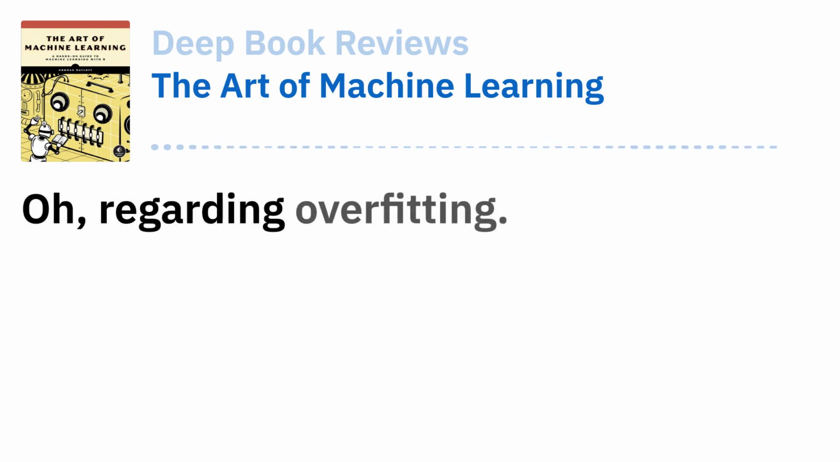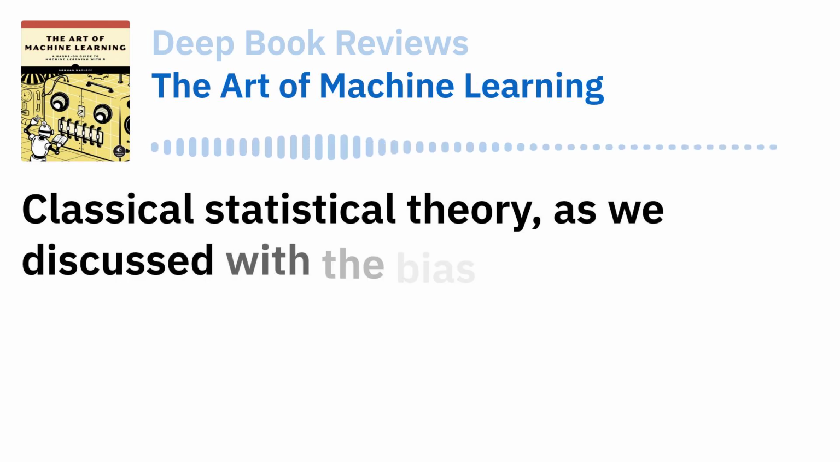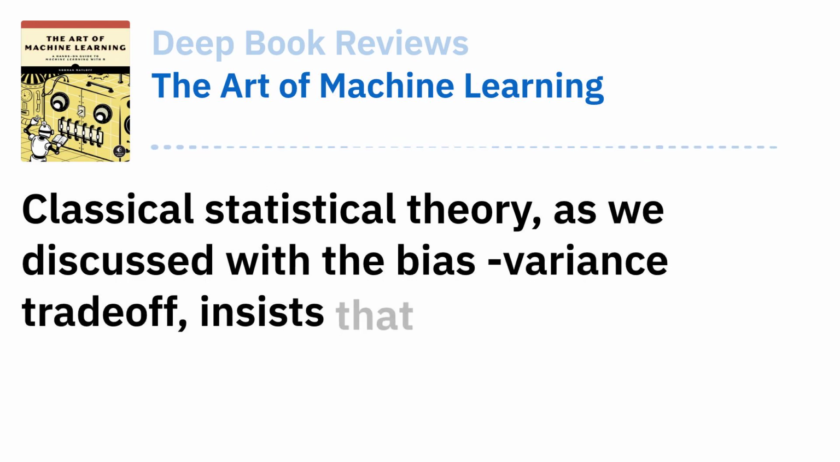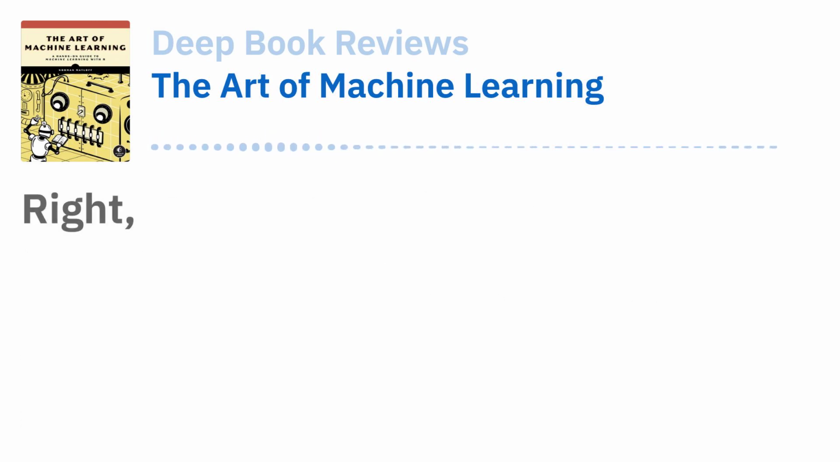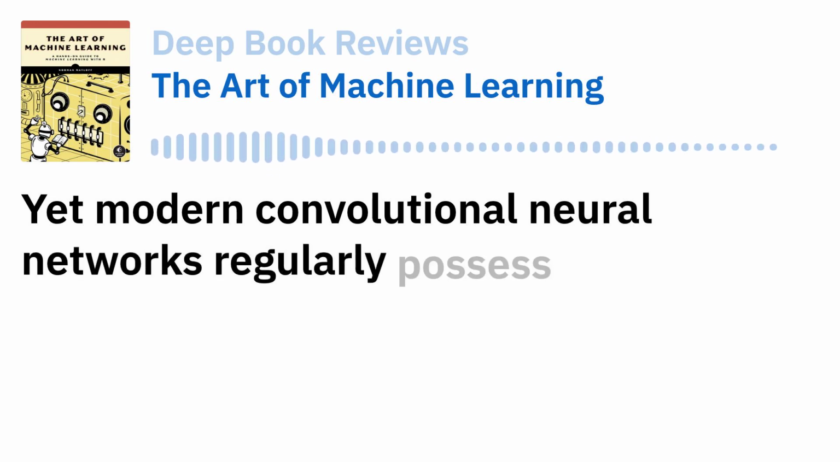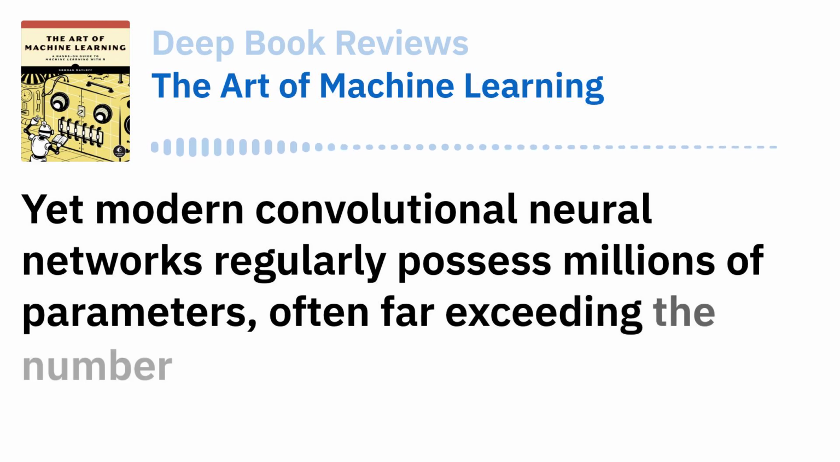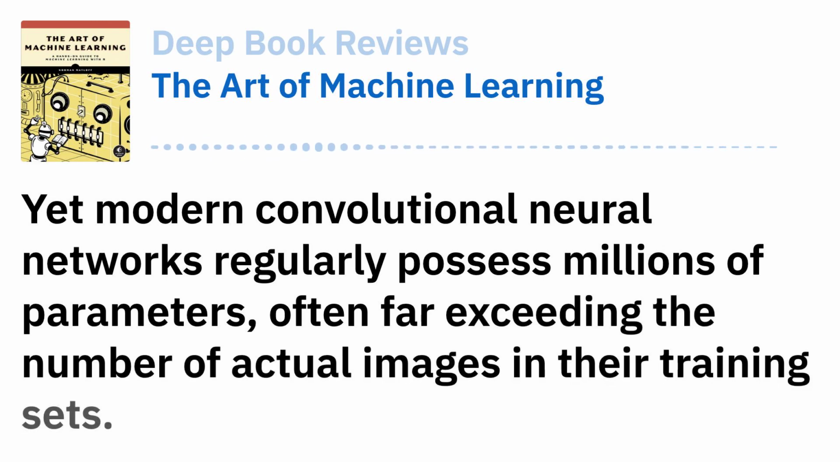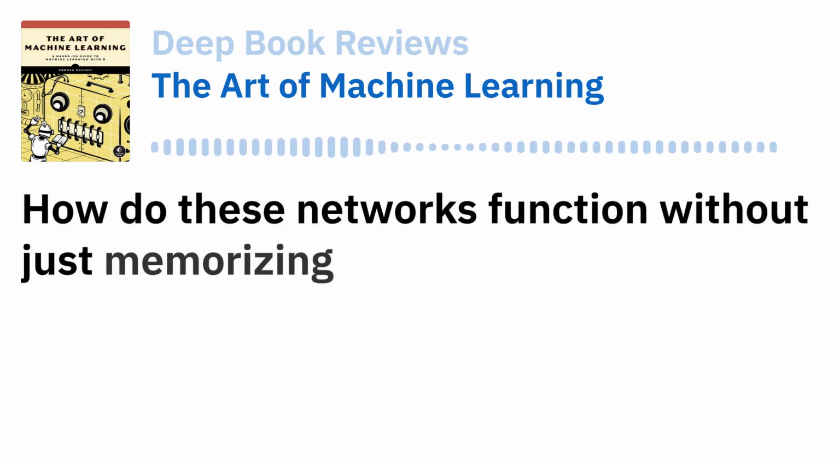Oh, regarding overfitting. Yes. Classical statistical theory, as we discussed with the bias-variance trade-off, insists that having more features than data points guarantees catastrophic overfitting. Right, the p greater than n problem. Exactly. Yet modern convolutional neural networks regularly possess millions of parameters, often far exceeding the number of actual images in their training sets. How do these networks function without just memorizing pure noise?